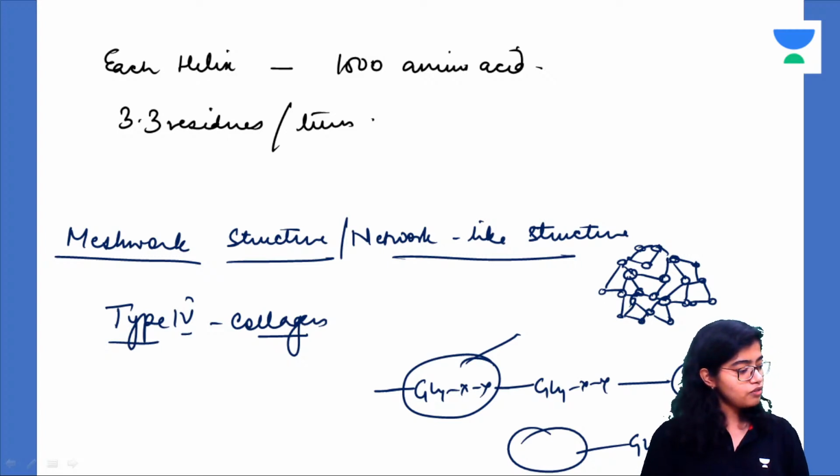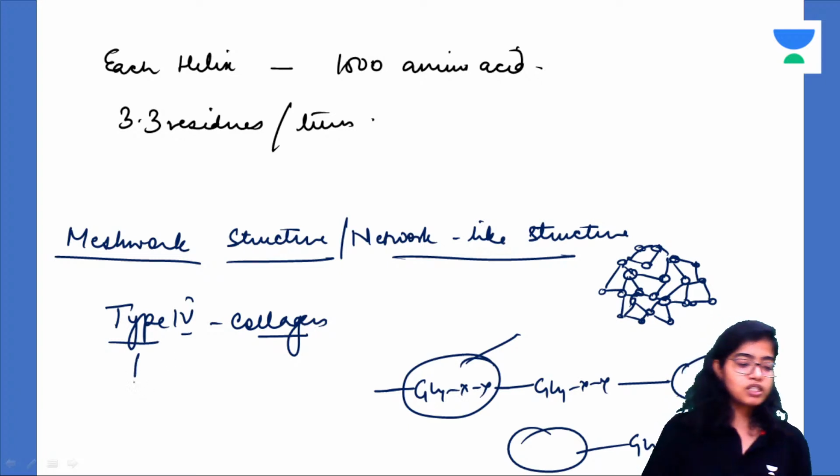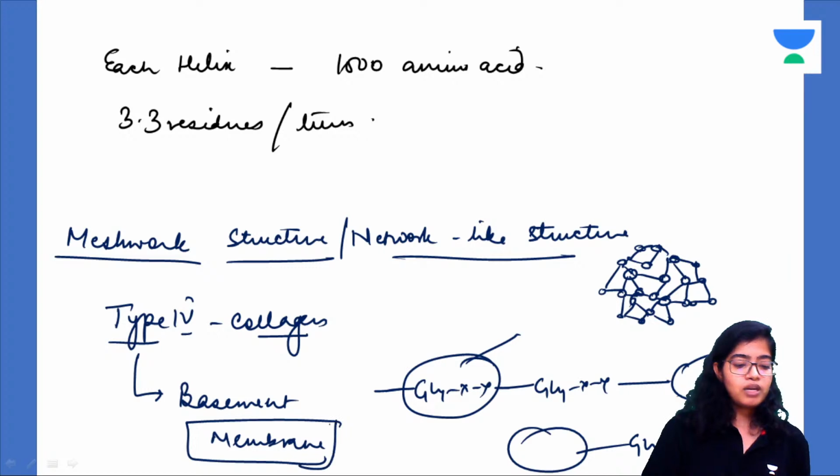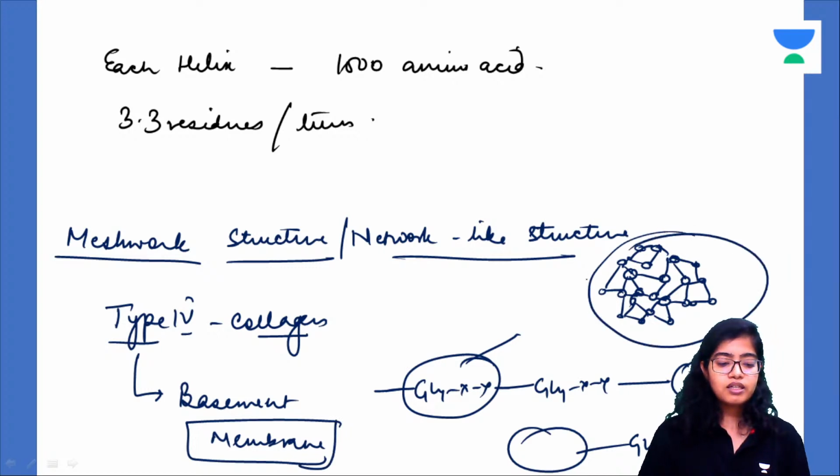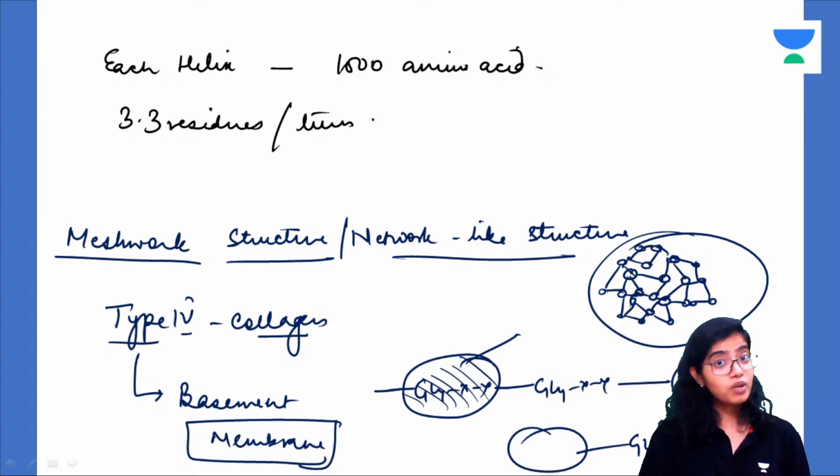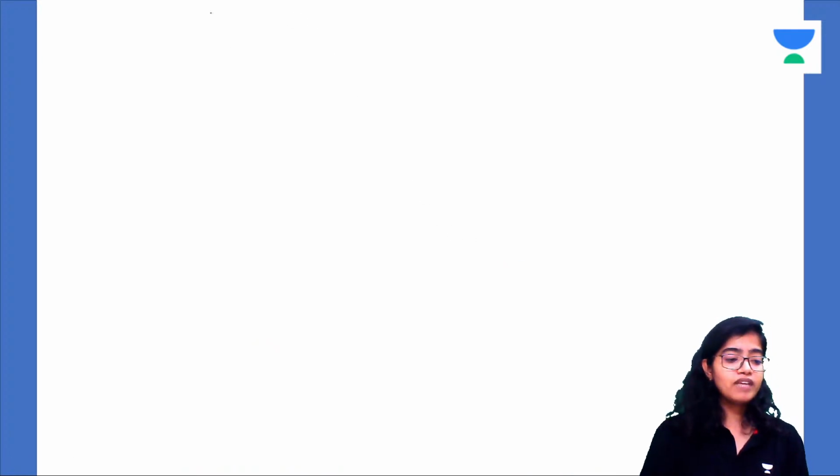Okay, all of you, this is the meshwork-like structure of type 4 collagen. Where does it occur? Basement membrane. A membrane needs to be something like this. It needs to have pores. So these pores are provided by missing XY.